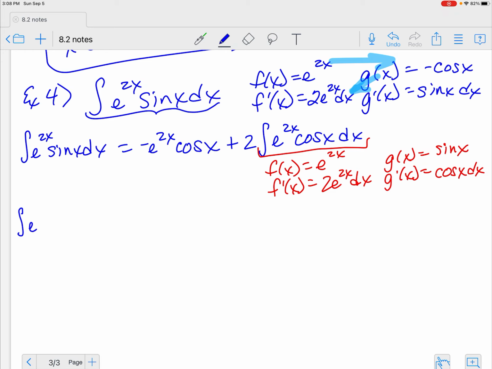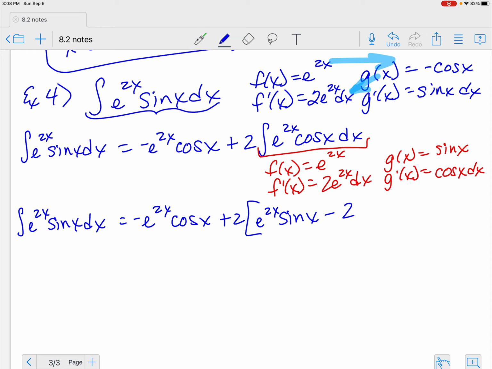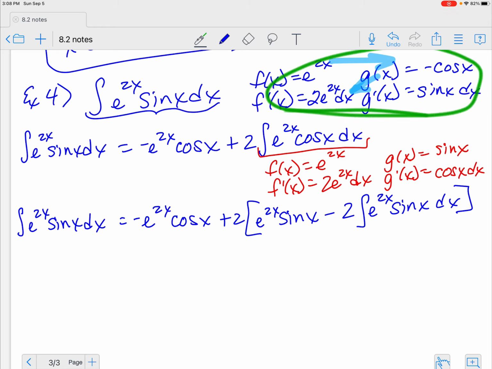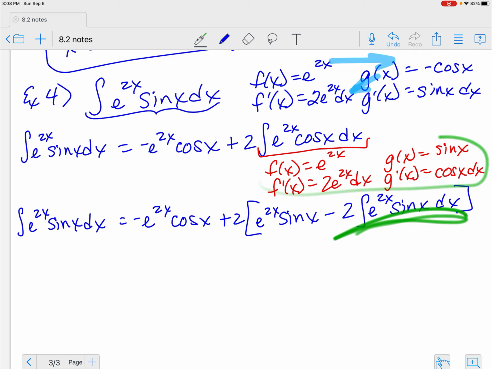So, my integral here of e to the 2x sine of x dx is equal to negative e to the 2x cosine x plus 2 times e to the 2x sine of x minus 2 integrals here of e to the 2x sine of x dx. All right, do you see anything familiar? Yeah, other than distributing that 2, check us out. What I start with, which is why I spin back in circles, is what I now have over here. And that's why we do it twice. We take care of this cosine, we come back around so that it's the same thing.